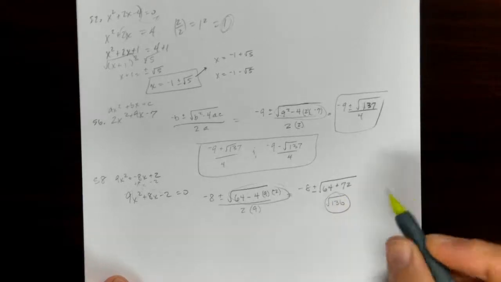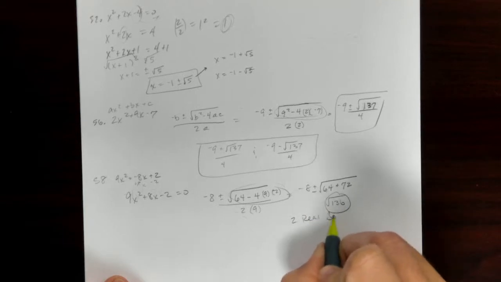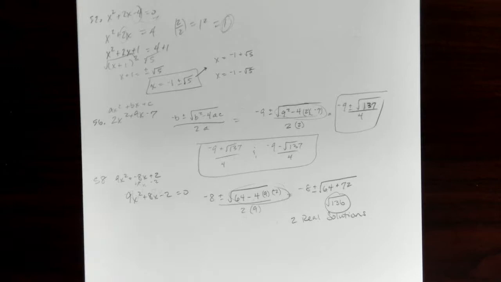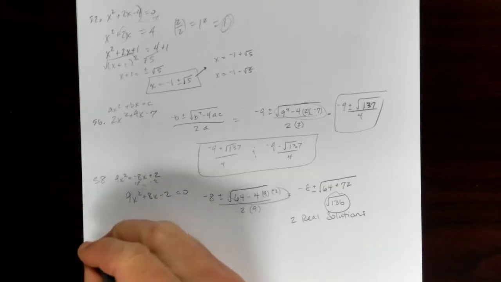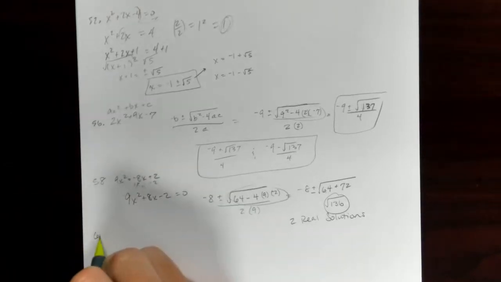Now it's a positive discriminant. If I have a positive discriminant, I get two real solutions. Two real solutions. All right, let's go. Actually, let's stop right there. No, let's go ahead and do number 60. Why not? Okay, it fits with it.